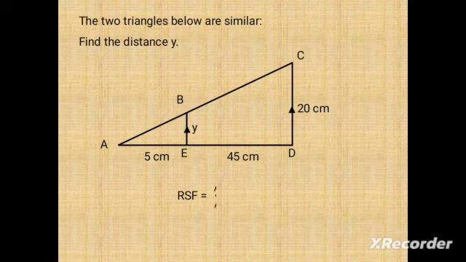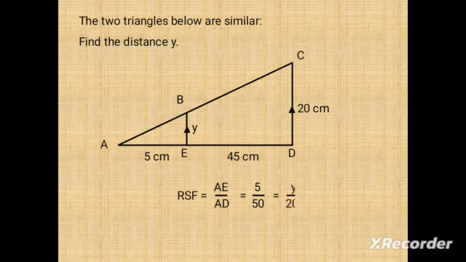And so comparing the ratio of their sides, we have AE over AD. That will give you 5 over 50, and that will give you a ratio of 1 over 10. So you equate that ratio to another set of corresponding sides, and that is y over 20. So you get the value of y, and it is 2 centimeters.